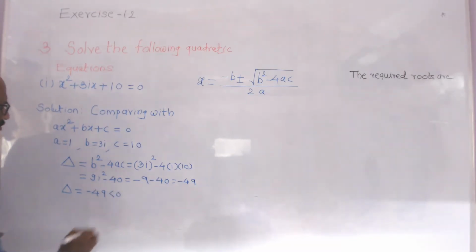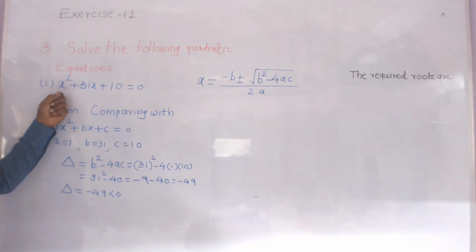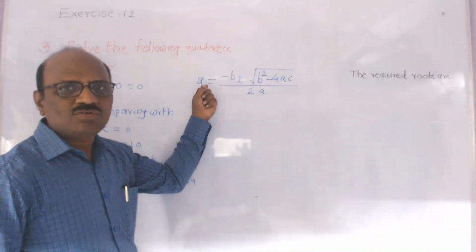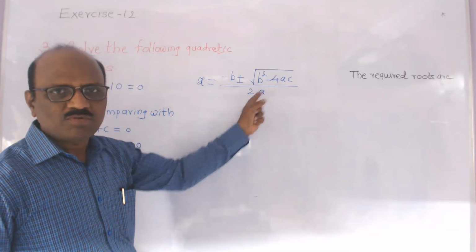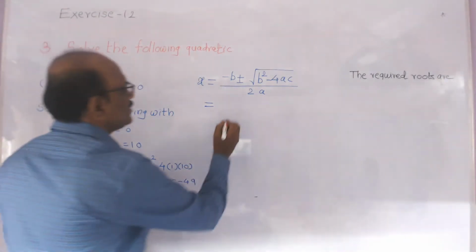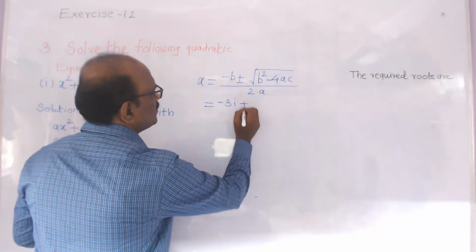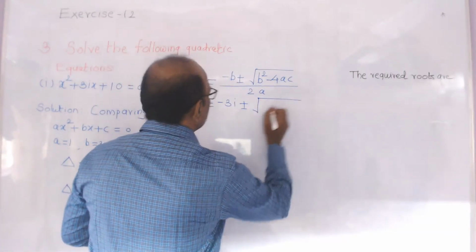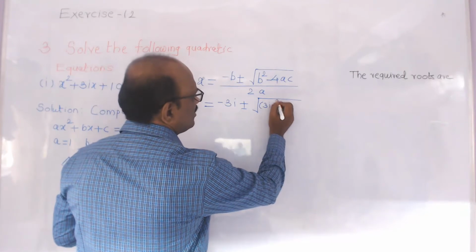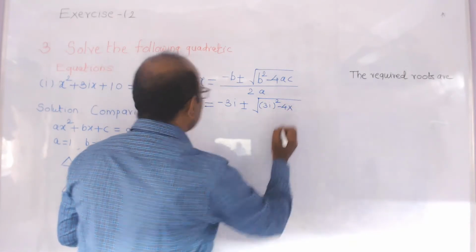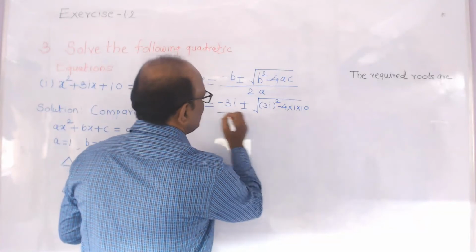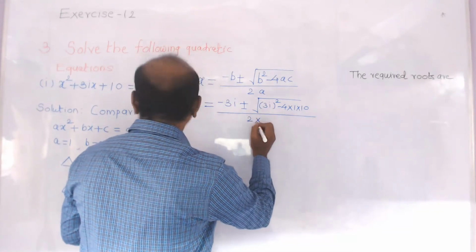Delta is negative, therefore the roots of this quadratic equation are complex. Okay, now we'll substitute the values in the formula x equals minus b plus or minus root of b square minus 4ac upon 2a. Now first of all, what is the value of a? It is minus 3i plus or minus root of b square. b is again 3i. We have calculated its value, minus 4ac, where a is 1 and c is 10. This whole divided by 2 into 1.